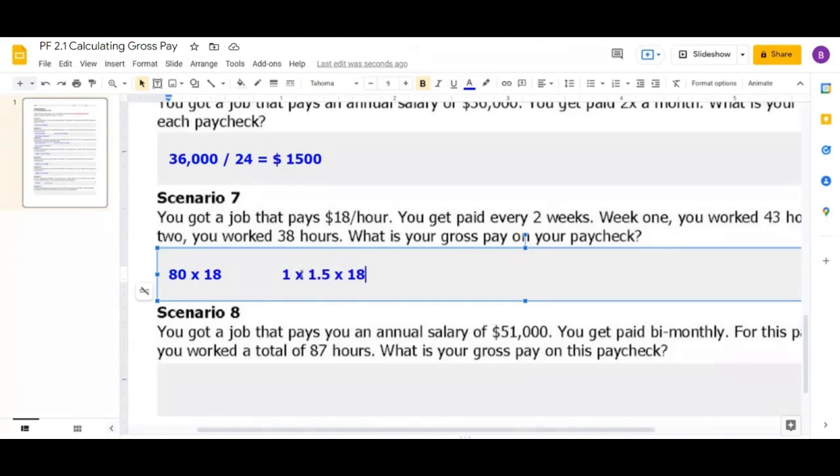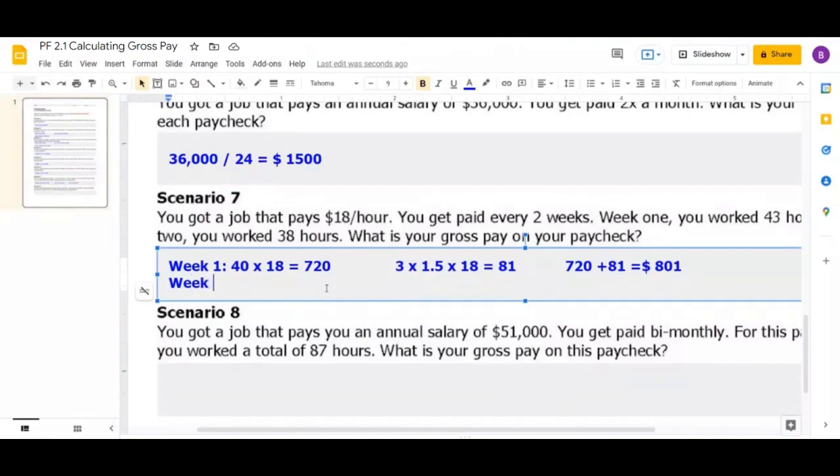No, we can't. Okay, so the overtime threshold is 40 hours a week, even if the pay period is every 2 weeks, even if the pay period is every month. Okay, it still has to be calculated on a per week basis. So we need to calculate week 1 and week 2 separately and then add them together. Okay, so for week 1, we work 40 hours at $18 an hour, which is $720, plus we have 3 hours earning 1.5 times $18 an hour. Okay, and so that is $81. So 720 plus 81 equals $801 for that first week.